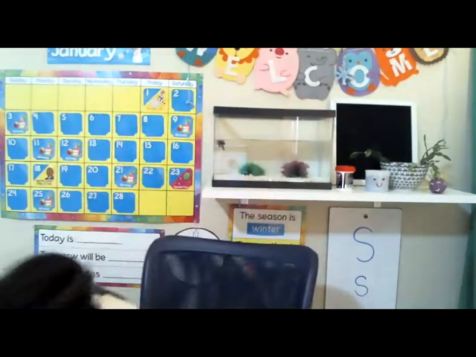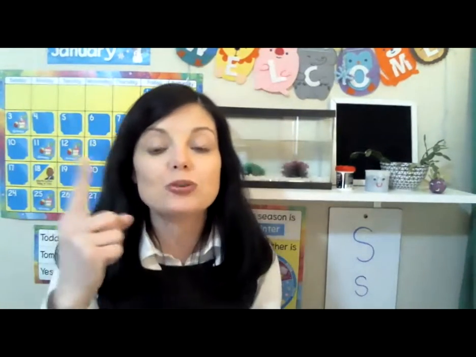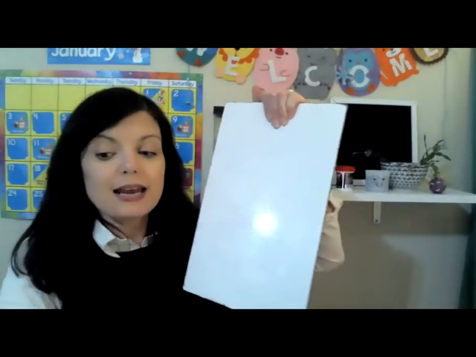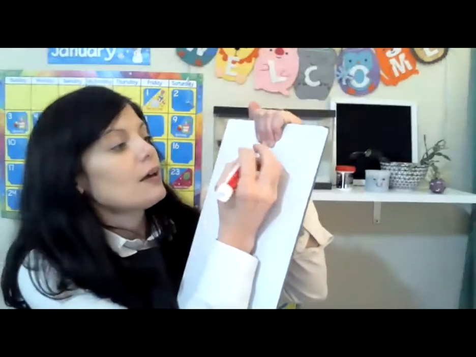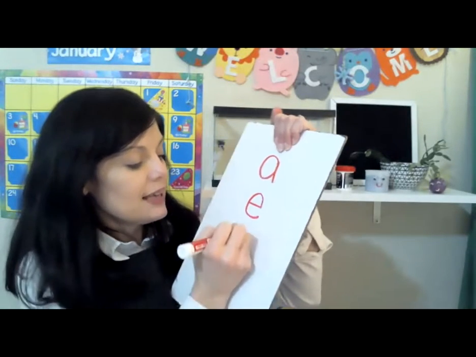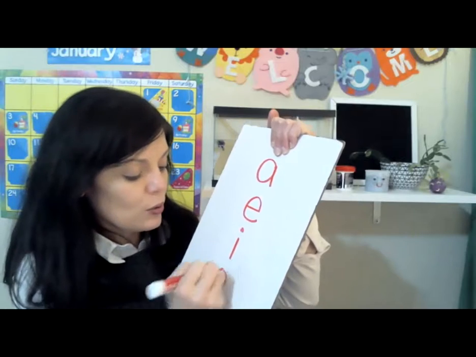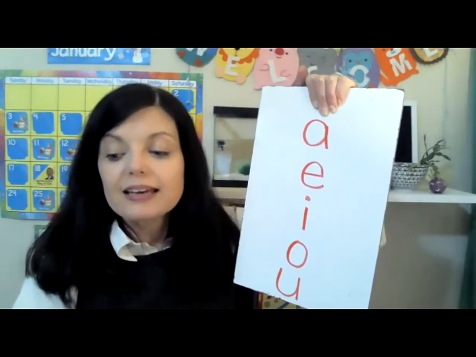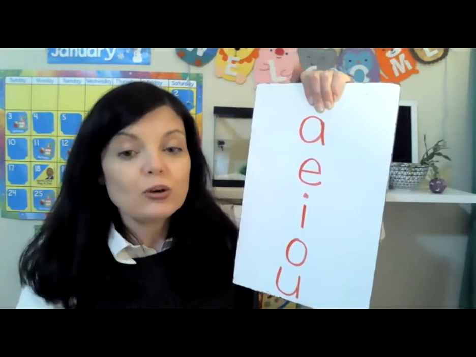Well, today when we practice our blending, I'm going to do my finger like this just to remind you that S says /s/ as in spin. Okay, can you remember what the vowels are? We need the vowels to do some blending. We're going to do some reading today too. Okay, so the vowels are A, E, I, O, U. A, E, I, O, U.